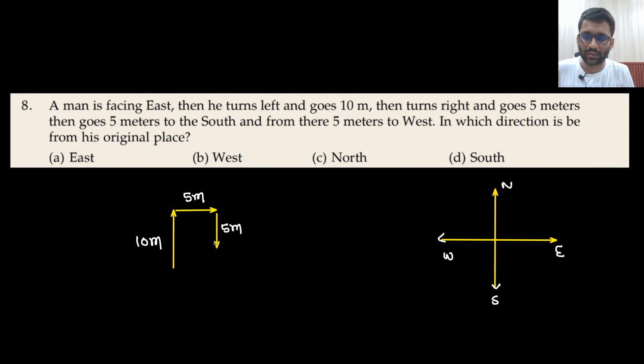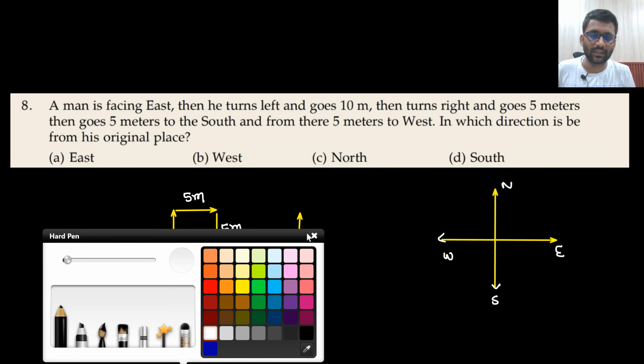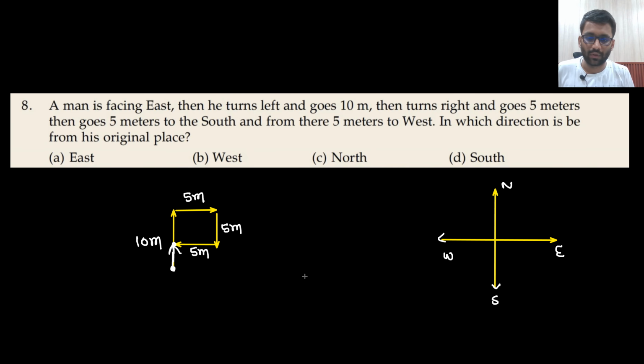Then 5 meter to west. This is the west. Goes 5 meters to west. This is where he has reached. Now what they are asking, in which direction is he from his original place? From his original place where he is. He is in this direction. That means arrow is upward. From his original place, in which direction he is? North. Answer is north.